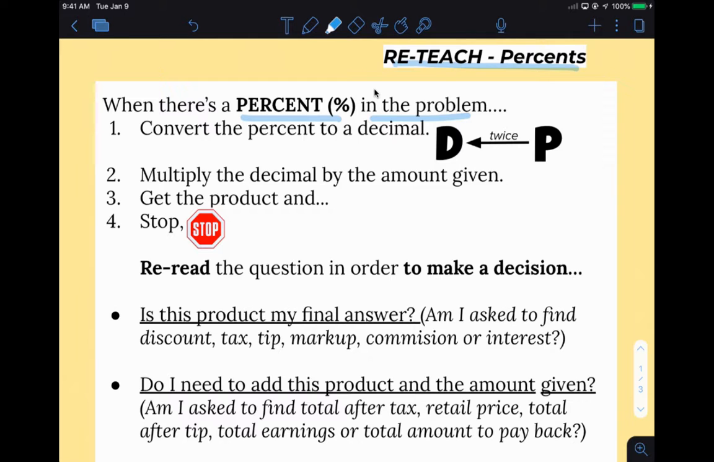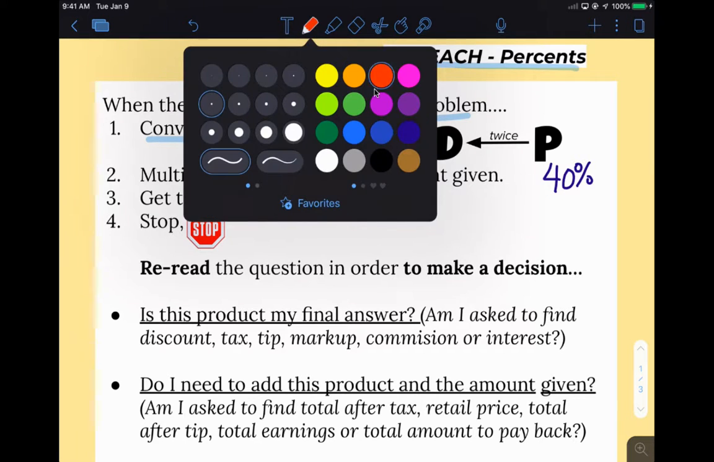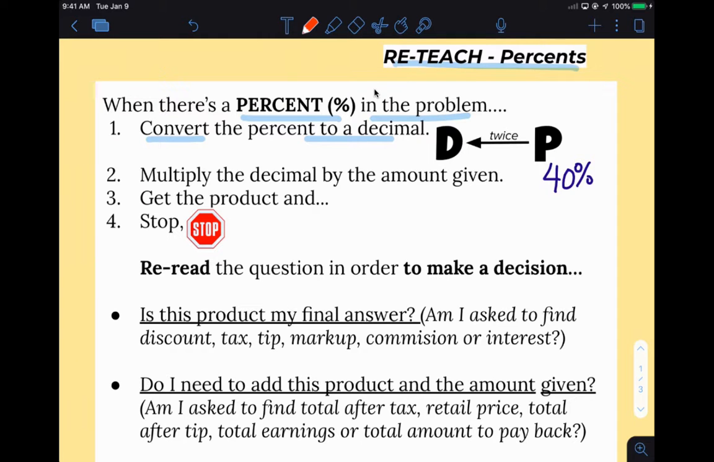The very first thing is to convert the percent to a decimal. So let's say they give you something like 40%. We find the decimal point on the 40, which for any whole number is always on the right hand side. And we move the decimal twice in that direction, or in this case to the left. When we move the decimal in this direction, it's a shortcut for dividing by 100. So what we're actually doing is dividing by 100. So the decimal form of 40% is 0.40. So that's the very first step done.